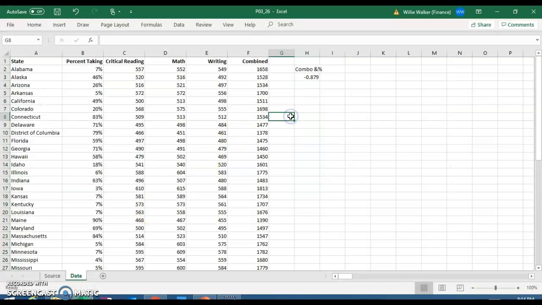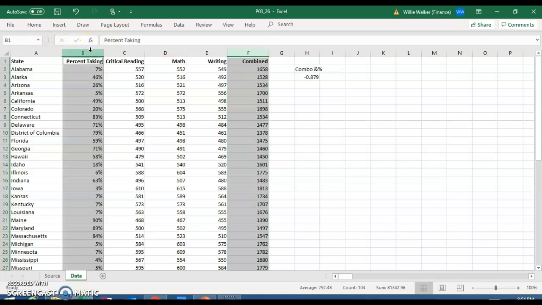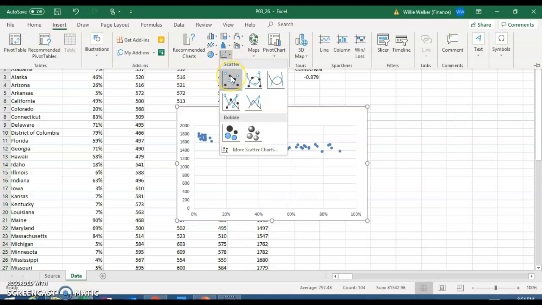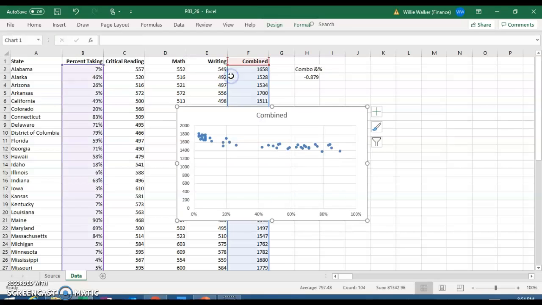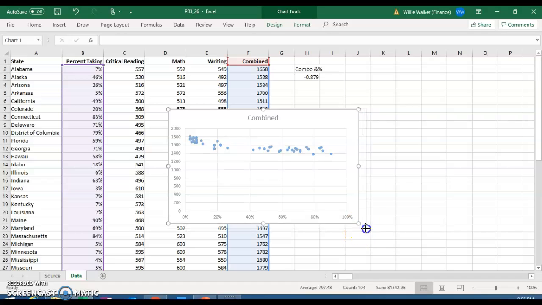Now, in order to find the graph or the scatter plot for this data, we simply go back to Excel and we're going to insert. Well, first of all, let me just select my data again. So I select the F column for combined score. I'm going to hold down the control key and select the percentage taken column. Insert. This is a scatter plot. Let's just make this a little bit bigger.